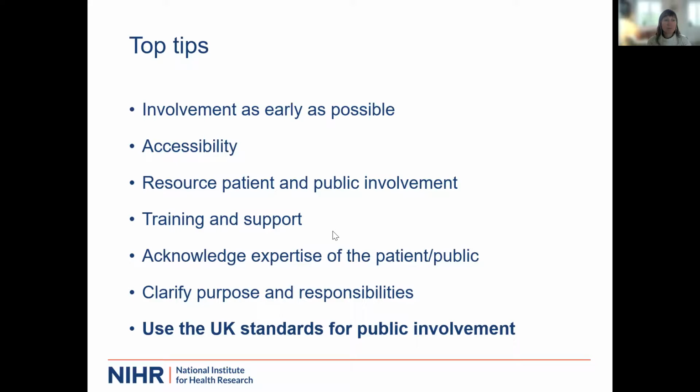Because in terms of acknowledging the expertise of the patient and public, there can be a real assumption, unfortunately still, that professional or research knowledge is superior in some way to knowledge acquired by lived experience of a condition or service. They're different, obviously, but equally as important for positive research outcomes. And ensure that input from public contributors is given equal status.